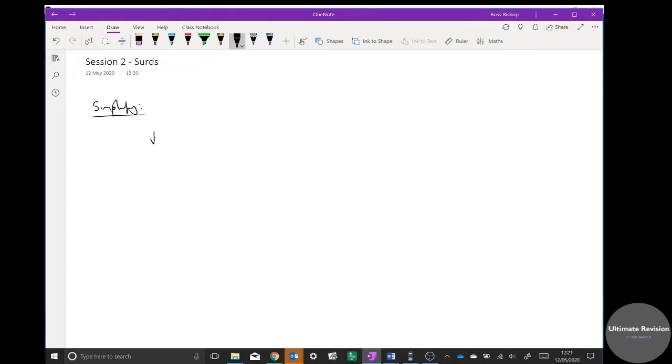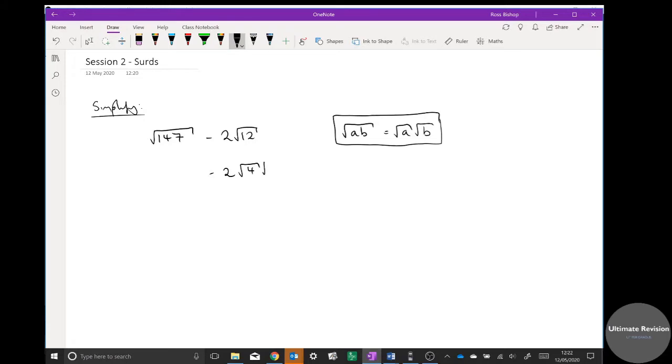Let's say you want to simplify root 147 minus 2 root 12. Okay, so that could be the question. Now you'd be breaking these up into smaller ones. So basically the rule you're using is root AB is equal to root A multiplied by root B. That's a given rule in maths. So you're trying to look for the biggest square number that goes into both of these surds. I'm going to always start with the easiest one. The biggest square number that goes into 12 is 4. So I'm going to split that up into root 4, root 3. 4 times 3 is 12.